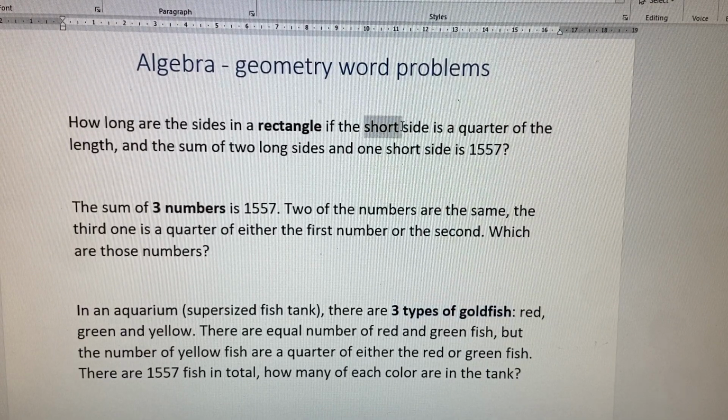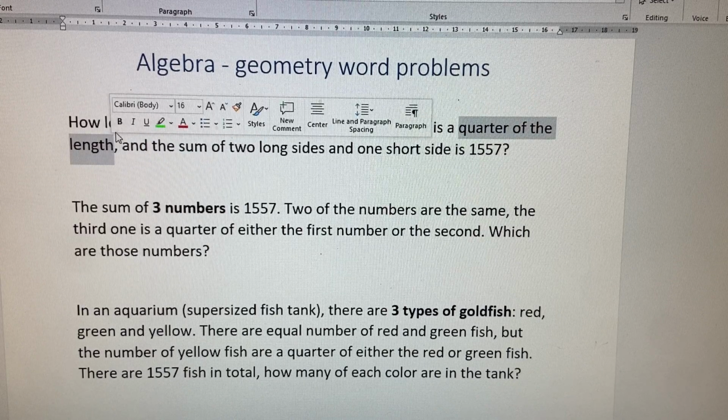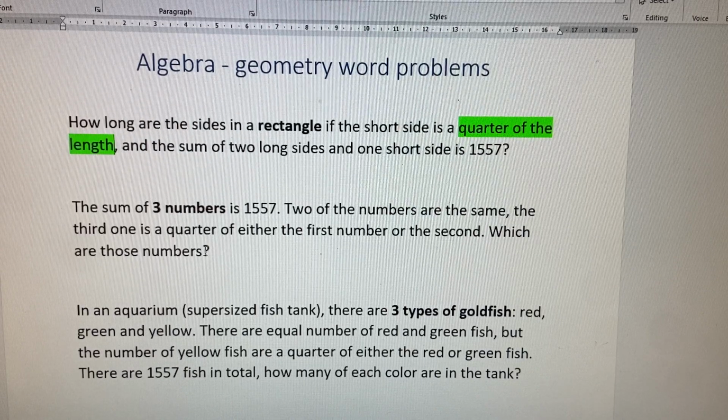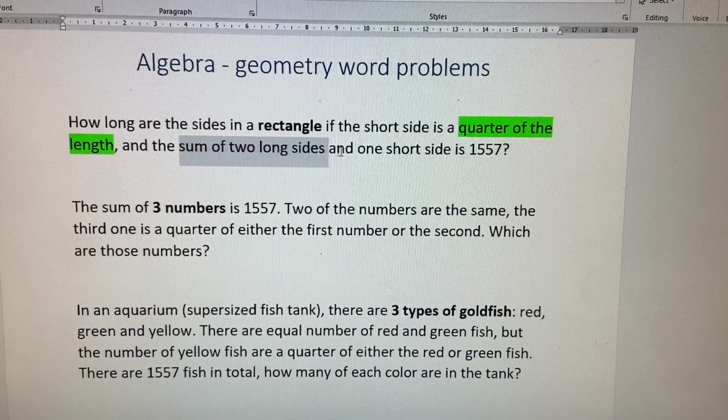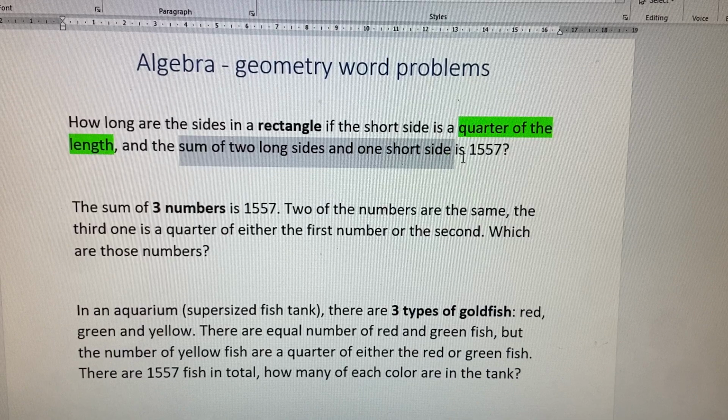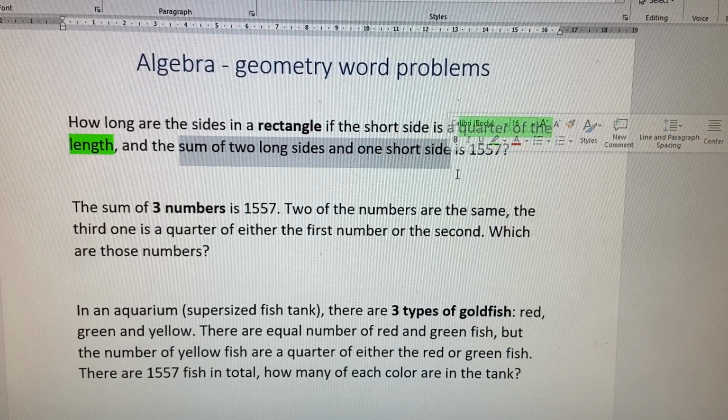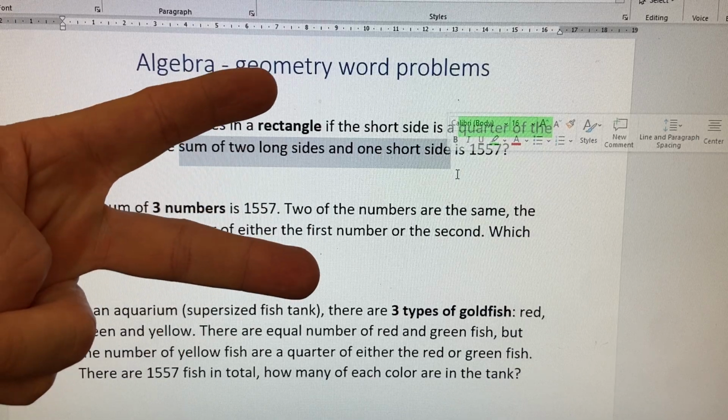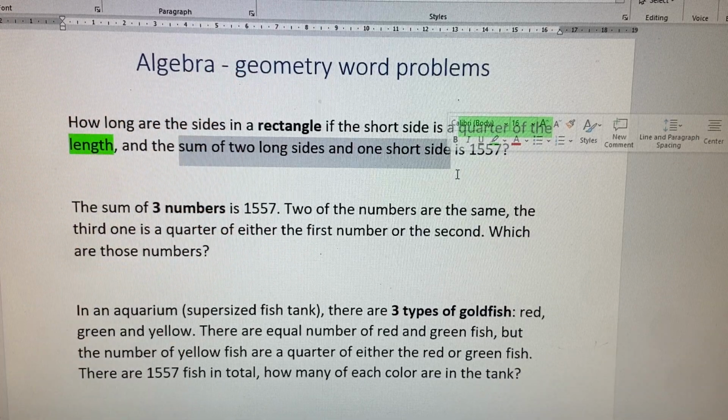We know here that the short side is a quarter of the length. And this expression here is really important: a quarter of the length. The short side is. And the sum of two long sides plus one short side equals 1557. So only three sides are added here, not four. It's not perimeter, just only three of them. So two long sides on a rectangle and one short side.